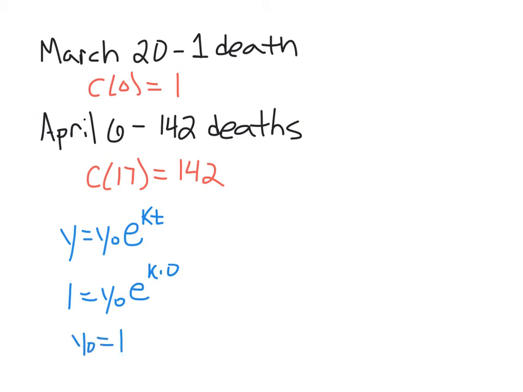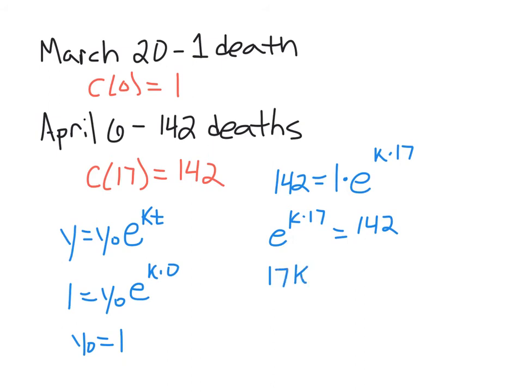And now we're going to use this second bit of information to find K. I'll try to do it without zooming down here. So now we're saying there's 142, initial value of 1, e to the K times 17. And so then we're going to solve for K so that we can set up our model. So we're going to take the natural log of both sides, and divide by 17.